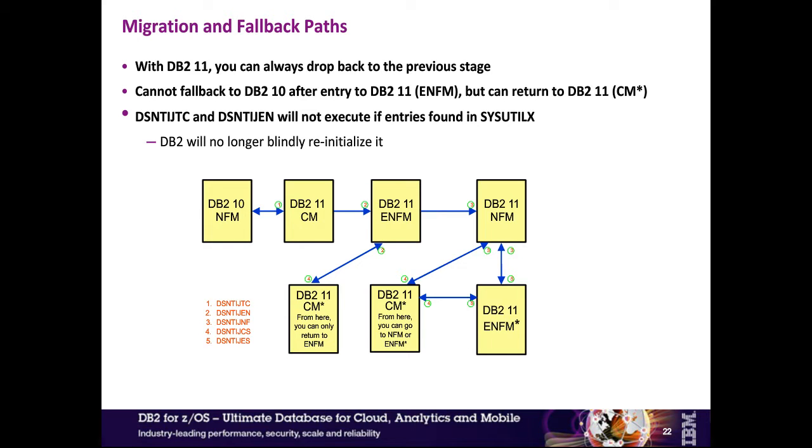One thing that is different in this release is that the catmaint jobs, which are the DSNTIJTC and the DSNTIJEN jobs, will not execute if there are any entries in SYSUTILX. So if you've got any failed utilities, you need to terminate those and clean up before running the migration. What Db2 used to do previously was blindly reinitialize SYSUTILX. We will no longer do that. What the picture shows here is the various steps, including the fallback steps, and the job names that are used at each stage. Now let's turn to slide 23.